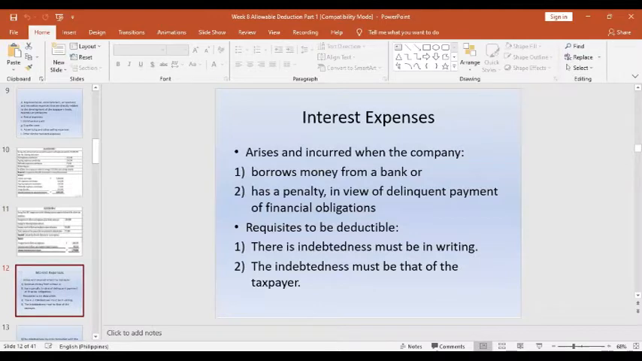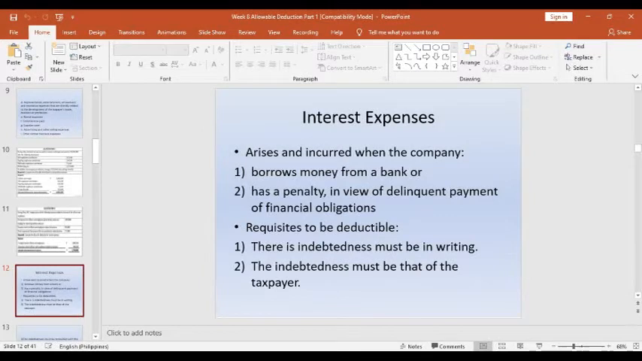The second one is interest expense. Okay, so the interest expense is also an itemized deduction to the gross taxable income. Interest expense arises when a business borrows money from a financial institution with the corresponding interest, and that is the interest expense. And even the penalty paid by the business due to delinquency of the amortization is also an interest expense.